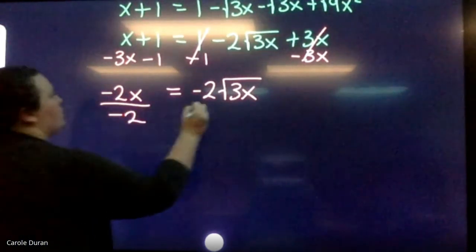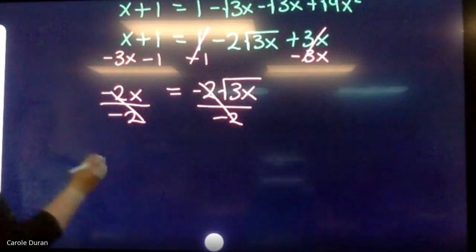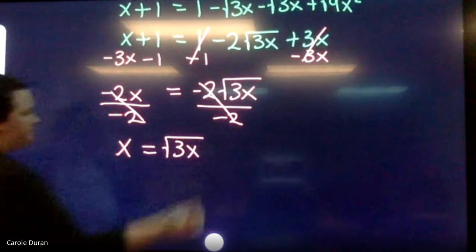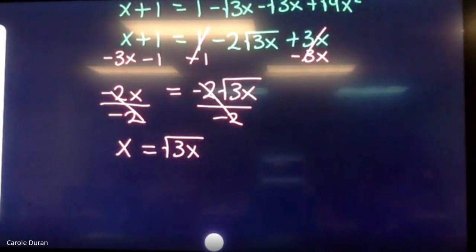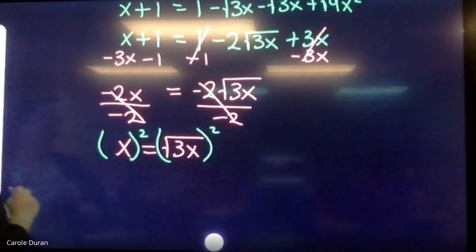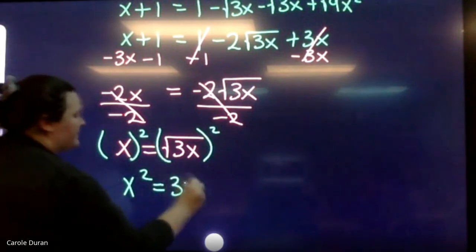I see that is going to work out beautifully for me because my -2's are going to cancel on both sides. And I'm going to have x equals the square root of 3x. And now, just like Elijah said, we're going to go ahead and square both sides, which is going to leave me with x squared equals 3x.